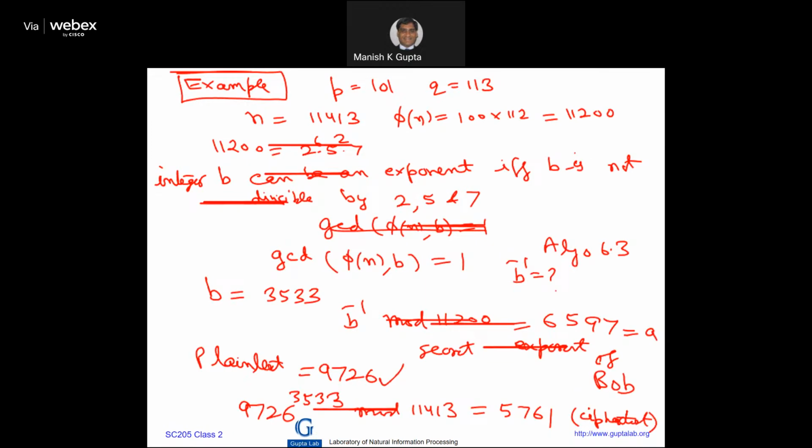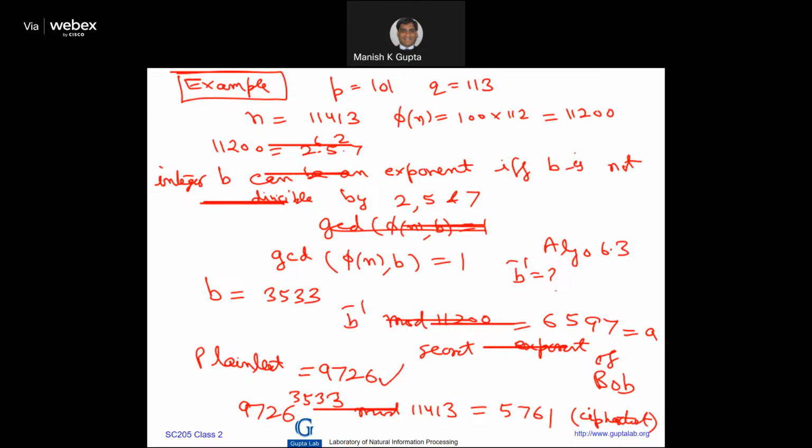As an example, if P is 101, Q is 113, then N is 11413, and phi of N is 11200. So integer b can be an exponent if and only if b is not divisible by 257, so basically GCD of phi n comma b is 1. Again, using algorithm 6.3, you can find b inverse if b is this number. B inverse is this, which is A.